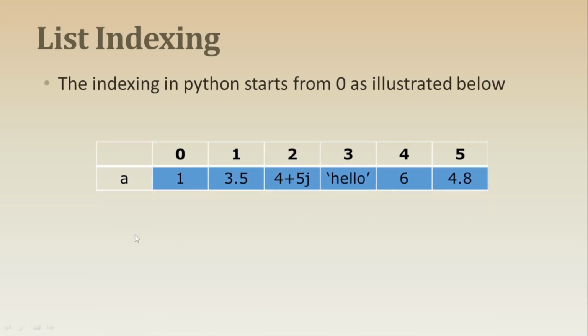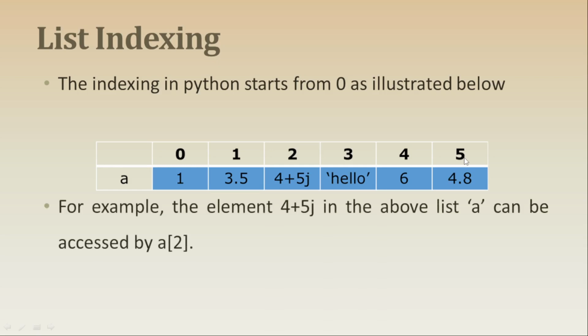This is the list we created earlier, and the corresponding index is given here. The first element starts with index 0, the second element 3.5 has index 1, the third element has index 2, the fourth element index 3, and likewise up to 5. So the indexing starts from 0 and moves on in ascending order. Suppose I want to access a particular element in the list, I can use the index to do that. The syntax for that is given here. For example, if I want to access 4 plus 5j, the index for 4 plus 5j is 2, and the variable name is a, so I can give a of 2. That will give me the value 4 plus 5j.